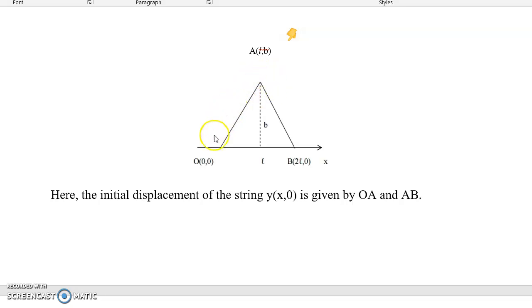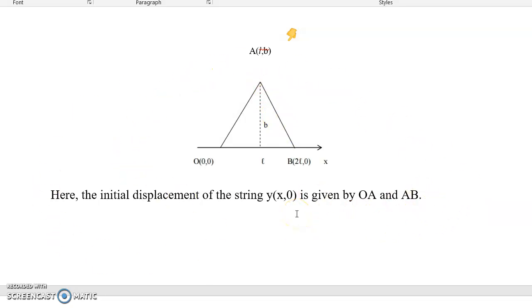So like this, the string is taken and released from this position for vibrations. So will the string not be of this form? This will be the starting position of the string. So now let us see how to find the starting position in mathematical equation. So the initial position or the initial displacement of the string, which is denoted by y of x comma 0, because the word initial means at time t equal to 0, is given by this position OA and this position AB. So OA and AB. So this is the diagrammatic representation.